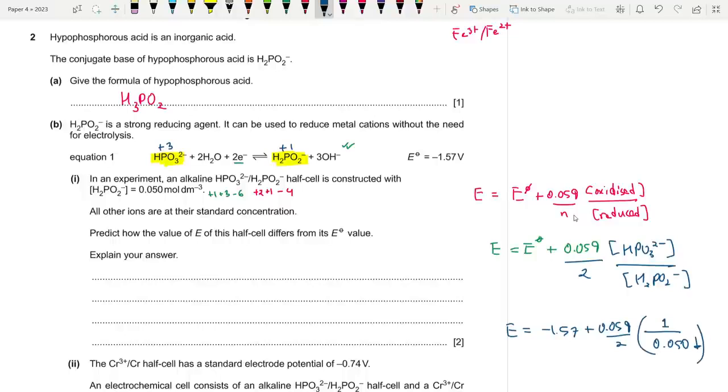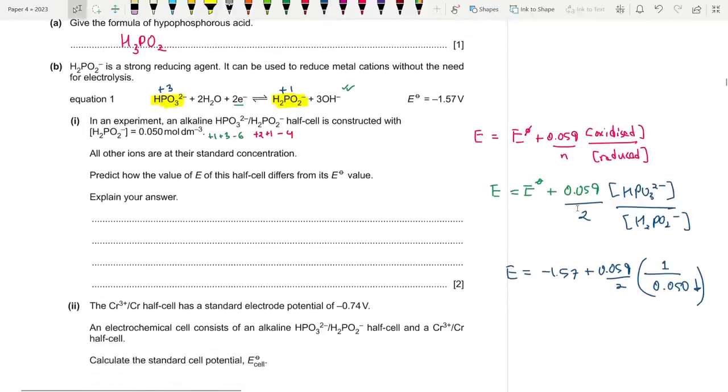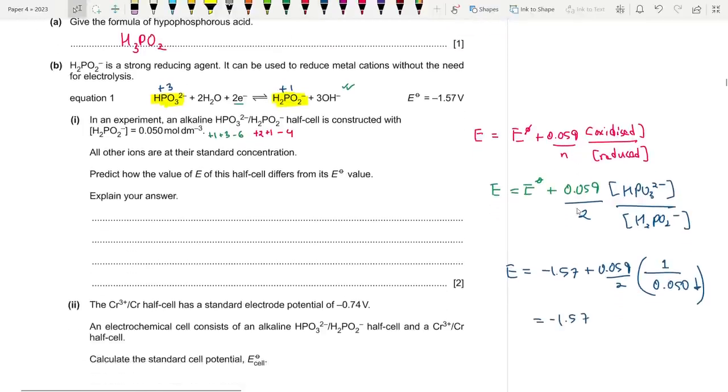And if you do the math in the calculator, let's do this: 0.059 by 2 into 1 divided by 0.050. Okay, so that's minus 1.57 plus 0.59. This gives you a value of minus 0.98. See, you've decreased the denominator and you end up with a more positive E value. Okay, so that's the gist. There are 4 possible scenarios. So let's do this.